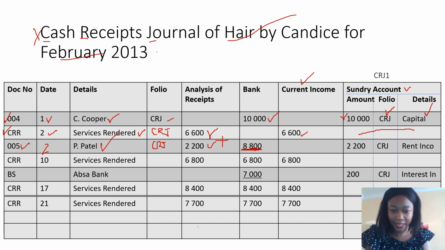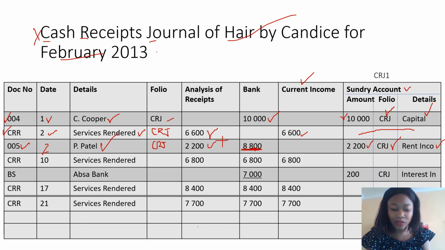Okay? And then the other account affected is rent income. Do we have a column for rent income? No. So we will go to the sundry account. The amount is 2,200 in our CRJ, and the reason is because we are receiving rent income.